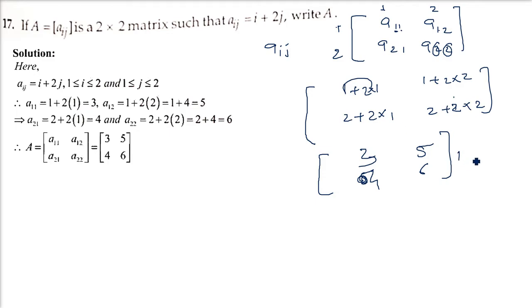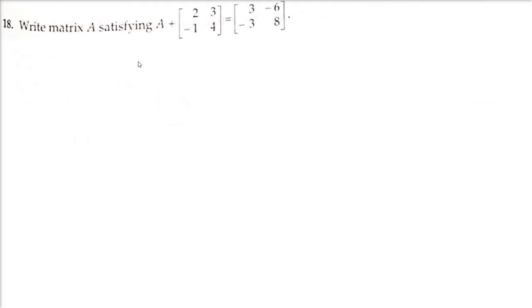So this kind of questions, there are more questions coming like this. Write matrix A satisfying A plus this matrix equals this matrix. So just take this matrix on the right hand side and subtract it. So I am subtracting it here only. I am writing these two matrices and I will write the answer of the subtraction just now.